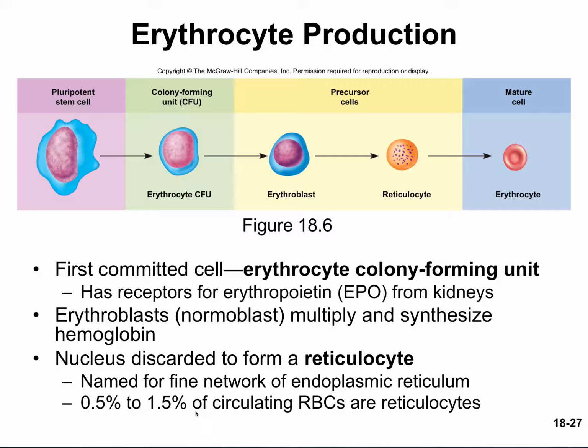The first committed cell, the erythrocyte colony-forming unit, is the one that has receptors for erythropoietin, or EPO, from the kidneys. The erythroblasts multiply and synthesize hemoglobin, and then the nucleus is discarded and forms a reticulocyte. About 0.5% to 1.5% of circulating red blood cells are reticulocytes. This can rise in certain circumstances, such as blood loss, for example.